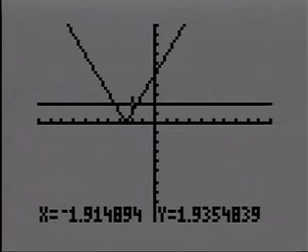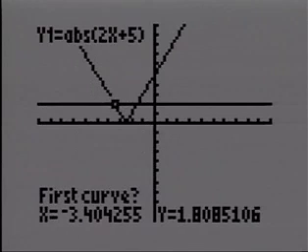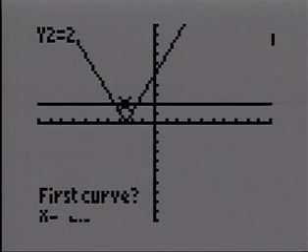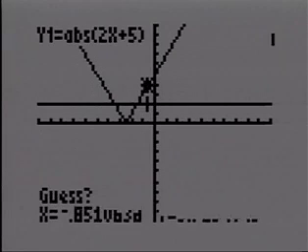So let's go over here and find the other solution now. So I can scoot my cursor over close to that other intersection point. And second trace again. We want to find the intersect. So let's see. There's the first curve, second curve, and I'll move my cursor down close to the intersection, press enter. And it's telling me the intersection for the second solution is at x equal negative 1.5. So those are the approximations for the solution.